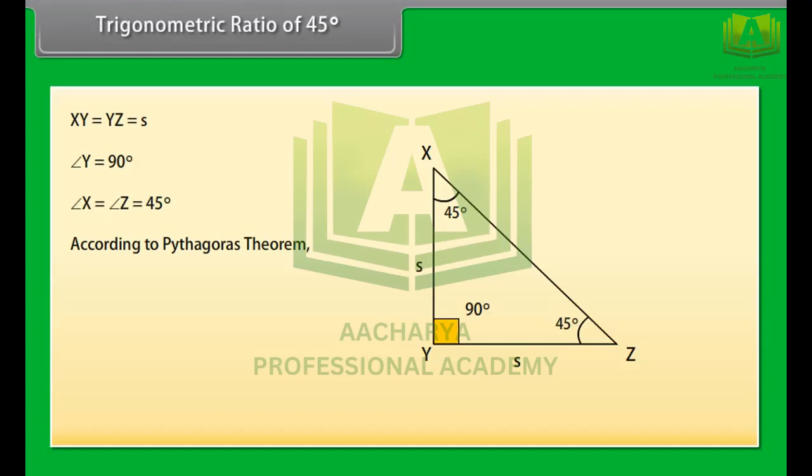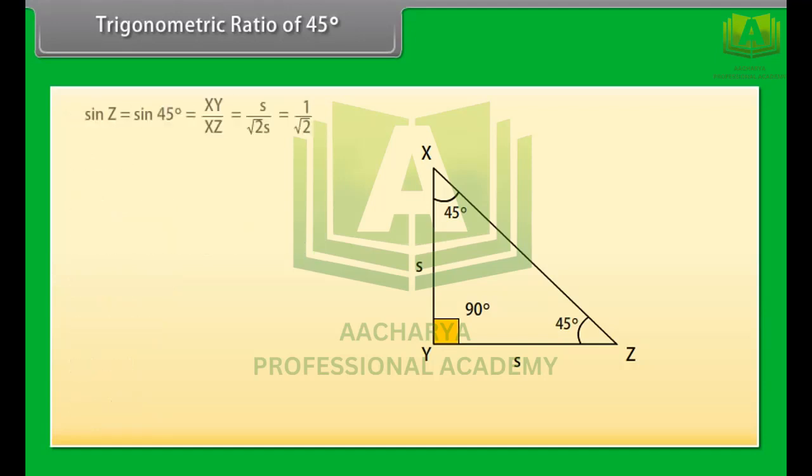According to Pythagoras' theorem, XY square plus YZ square is equal to XZ square. By substituting the values, we get S square plus S square is equal to XZ square. XZ square is equal to 2S square, which means XZ is equal to square root 2 S. Sin Z is equal to sin 45 degree, which equals XY upon XZ, which equals S upon square root 2 S, which is equal to 1 upon square root 2.